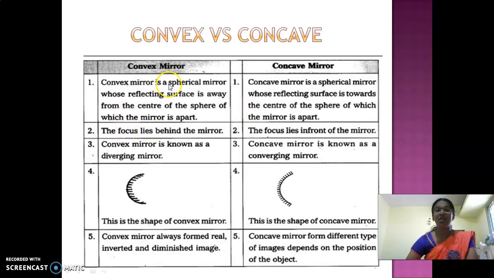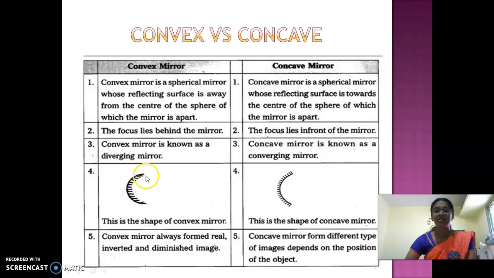Difference between convex and concave. We have discussed this in the last session itself, so I will just have a glance of it. Convex mirror is a spherical mirror. Both convex and concave are spherical mirrors. And then convex is also called a diverging mirror and concave is called a converging mirror. I have given you a video on this topic.